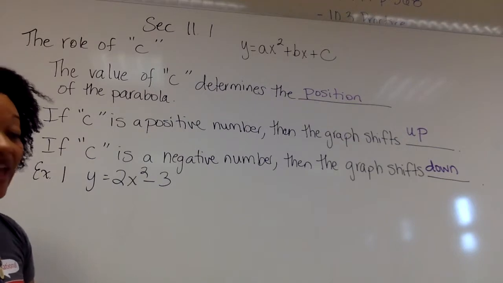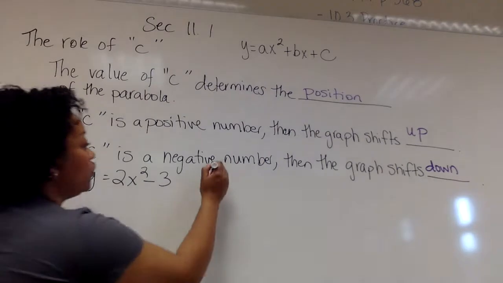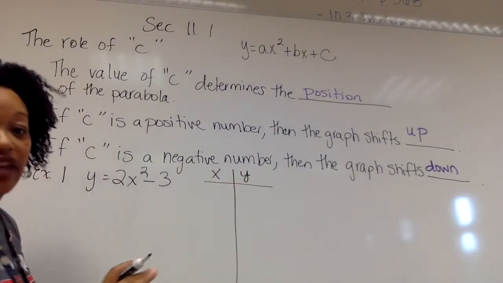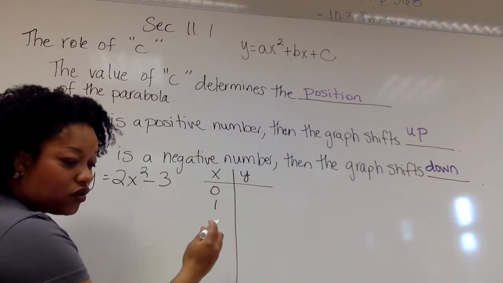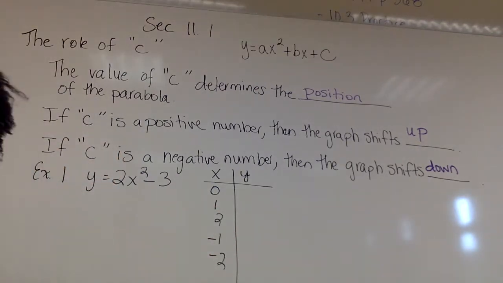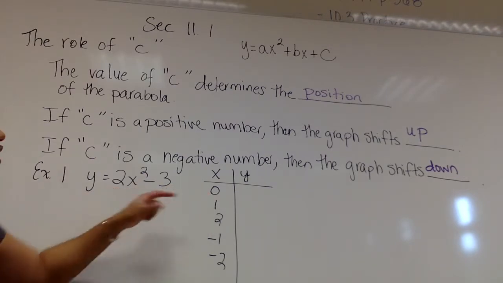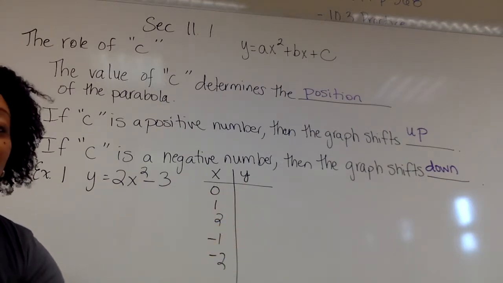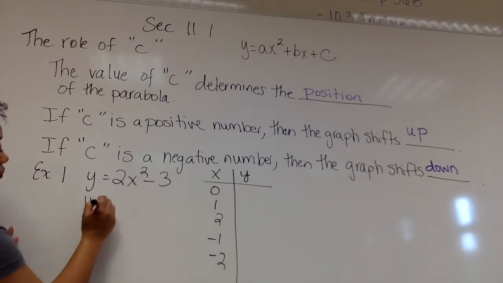So all we can do next is set up your XY table. Now, I told you what my X values were going to be in the first couple of examples. It hasn't changed. I want X to be 0, 1, 2, negative 1, and negative 2. What do you do next? Plug in these values for X into the equation to get your different pairs of Y. So this is plug and chug. A lot of this is mental math. I'm just going to set it up.